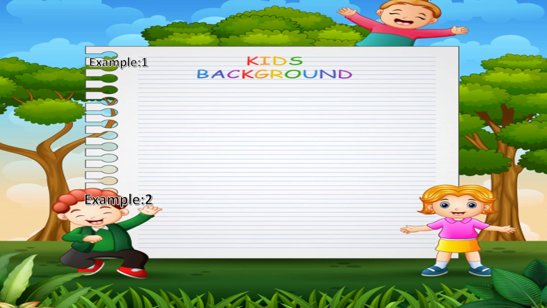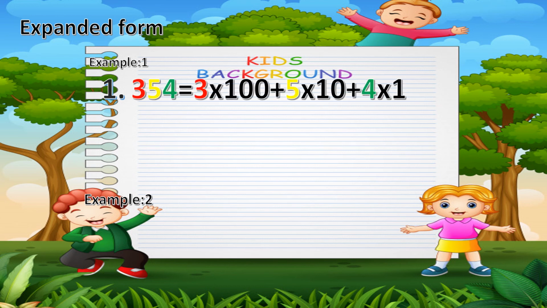In place value, we can write in expanded form. What is expanded form? In expanded form, we break up the number according to their place value and expand it to show the value of each digit. We have here number 1. Okay, we have 354. Okay, 354. So we're going to break it up.